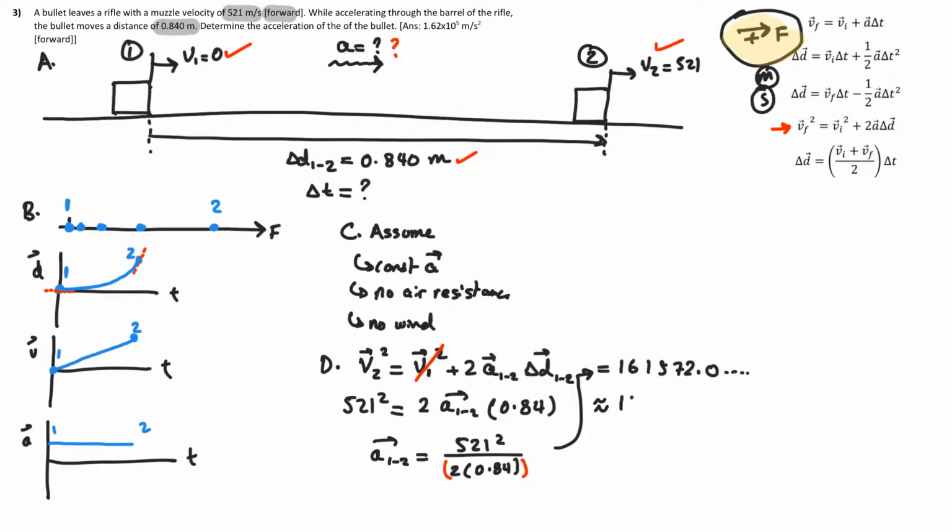This is going to be 16200 meters per second squared, and my direction is going to be in the positive sign convention, which is forward here. I can also write this in scientific notation. I'm just going to say one or the other, because both answers are definitely acceptable.